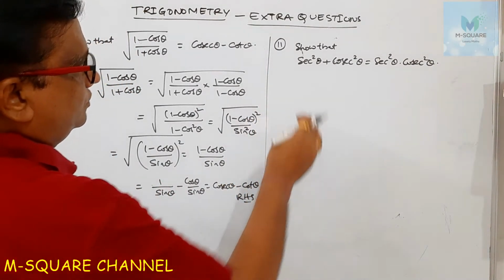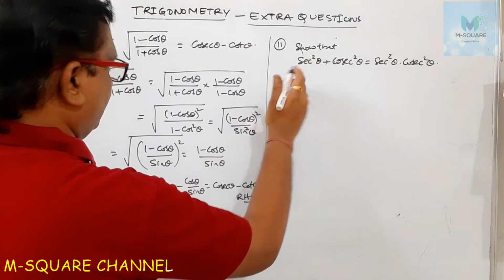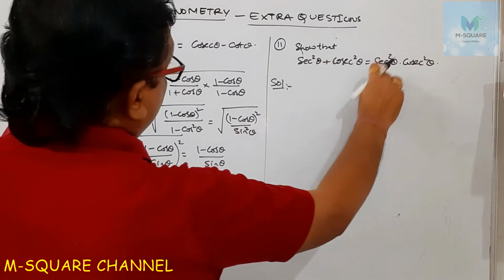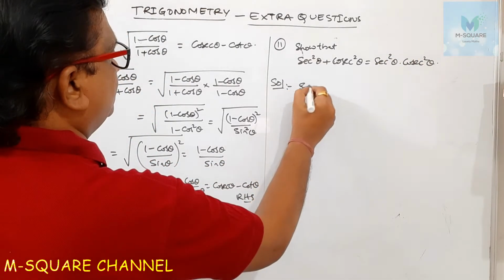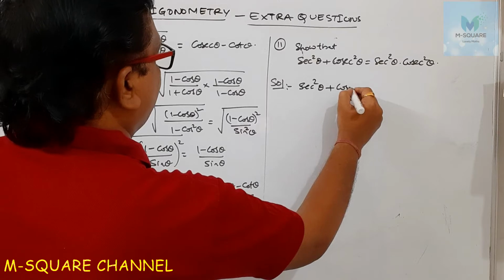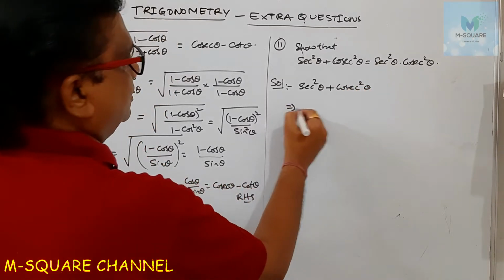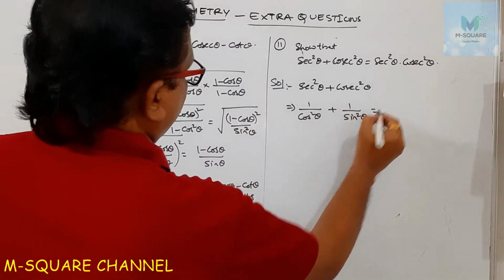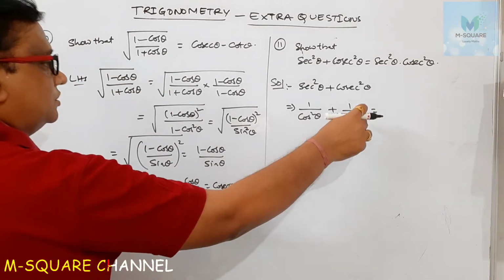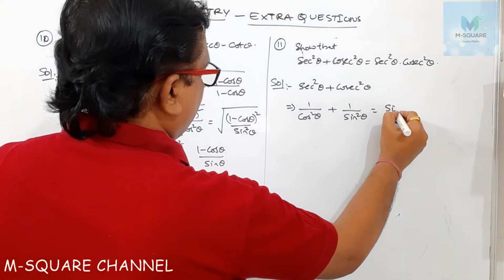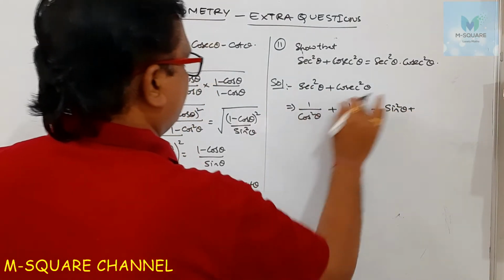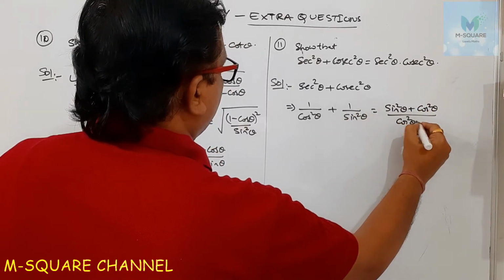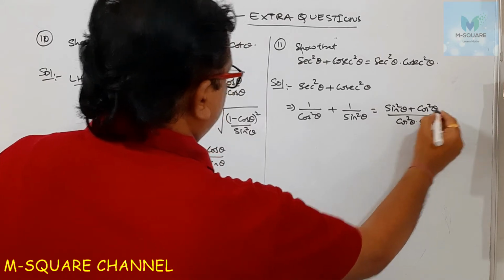different types of questions are also there, like this question. Please see, in this question: secant square plus cosecant square equals secant square into cosecant square. That means you convert into basic terms, that means sine and cos. So 1 by cos square theta, 1 by sine square theta, reciprocals. So already you know that sine square plus cos square is 1, so we get sine square theta plus cos square theta by cos square theta into sine square theta.